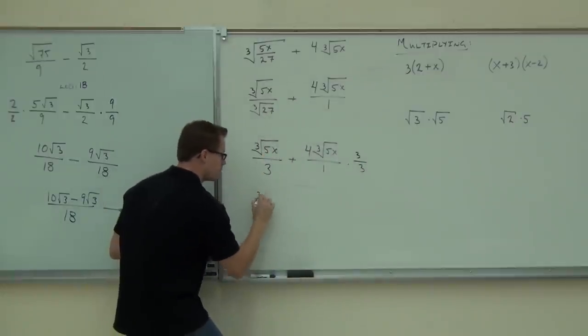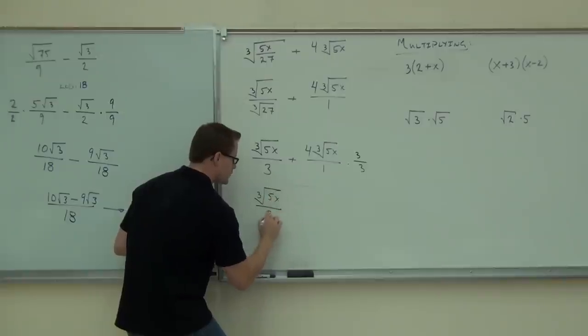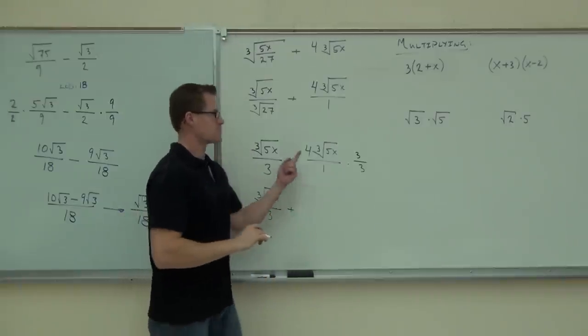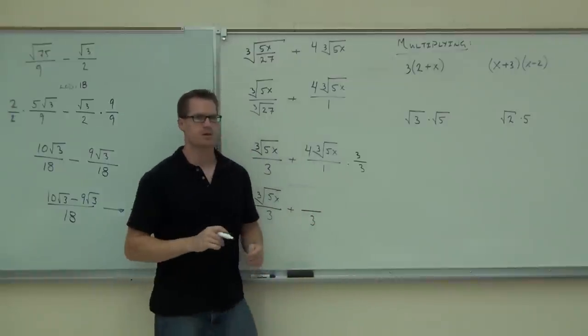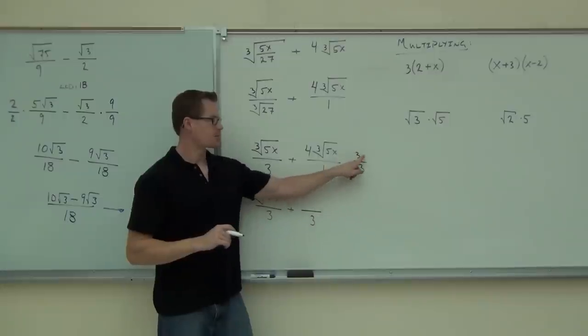So we're going to have the cube root of 5x over 3 plus. Now, what happens here? We have 3 over 3. I know for a fact the denominator is going to be 3. That's the easy part. 3 times 1 is 3. What does that 3 get multiplied by?